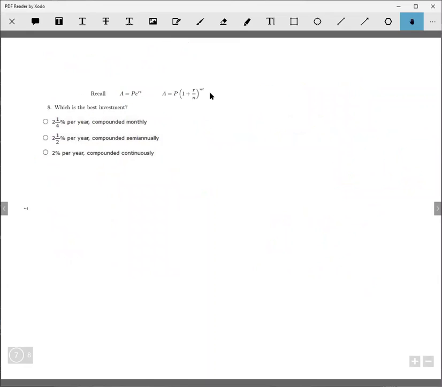Number 8. Okay, so this question here is asking which is the best investment. Okay, so you have 2.25% per year compounded monthly, 2.5% per year compounded semi-annually, or 2% per year compounded continuously. Okay, so we want to know which one of those is going to yield the most interest. Okay, that's what they mean by best investment. Which one yields the best interest, the most interest?